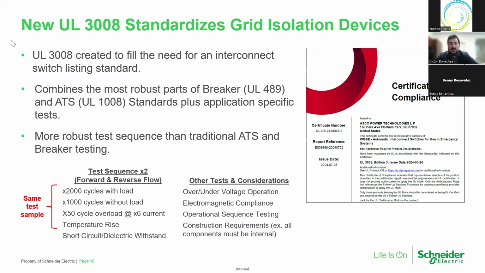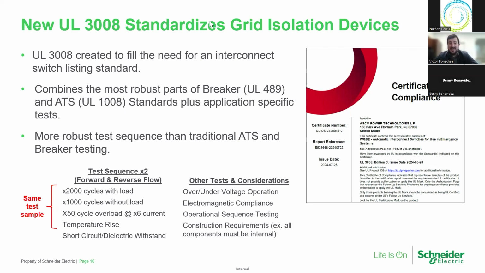Some other tests that go into it are electromagnetic compliance and over and under voltage operation. Those are pretty standard tests. But of course, there are some very sequence-specific things. Again, you might think you could use an ATS or a circuit breaker for these applications, but the sequence of operations for interconnect switching and isolation switching is different than that of a circuit breaker for overcurrent trip, or an ATS that's trying to switch between two sources that are always isolated from each other, right?